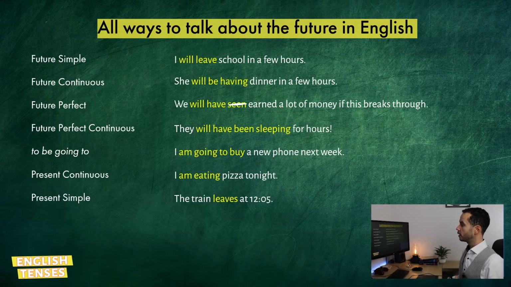To be going to, I am going to buy a new phone next week. Present continuous, I am eating pizza tonight. And present simple, the train leaves at 12. So as you might see from these sentences, the tense we use has something to do with how likely something is going to happen, which you might also recognize from modal verbs.